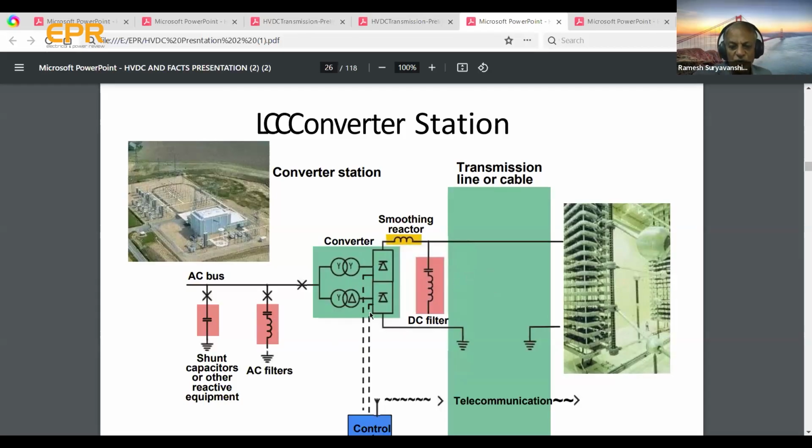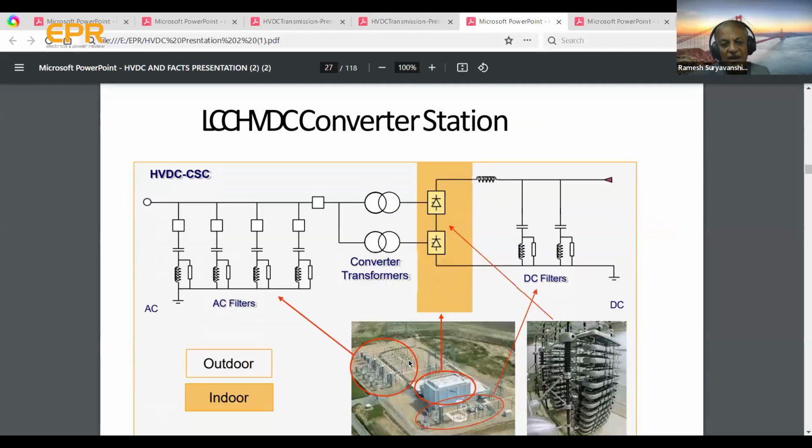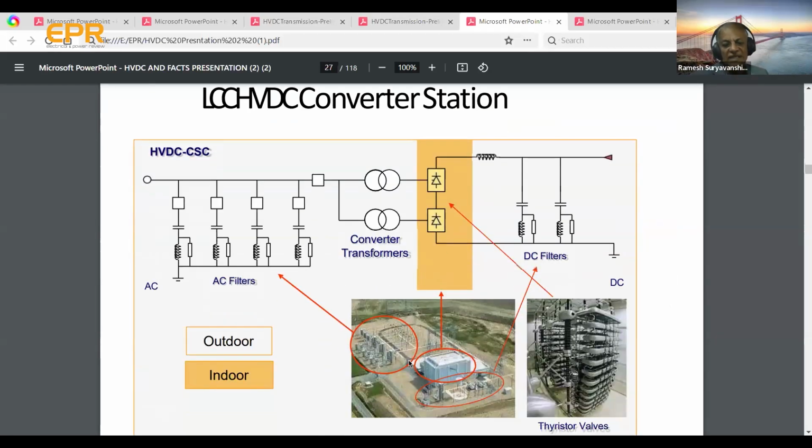When you do this conversion, when you get into the thyristor valve hall, you get into this kind of arrangement. The DC transmission line requires a DC smoothing reactor. Now, HVDC looks like this: AC filters, converter, thyristor valve hall, DC filters. And what is shown in this color is indoor.